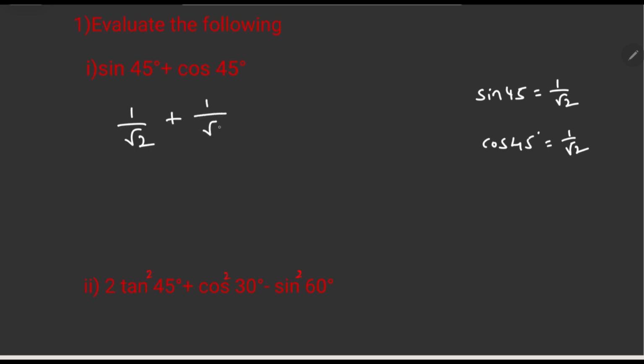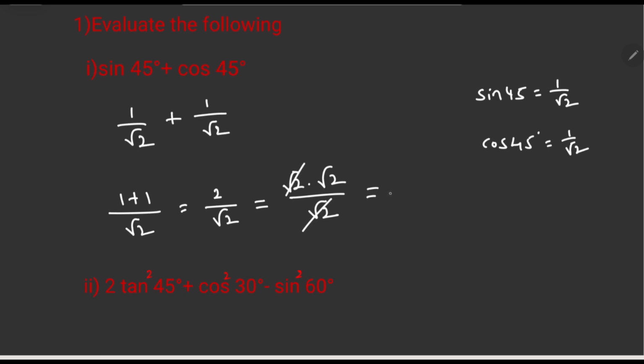So adding these two fractions, root 2 to the power 1 plus 1, therefore 2 by root 2. So we can write 2 as root 2 into root 2 by root 2. So root 2 gets cancelled. Root 2 is the answer. Now solving the next problem.